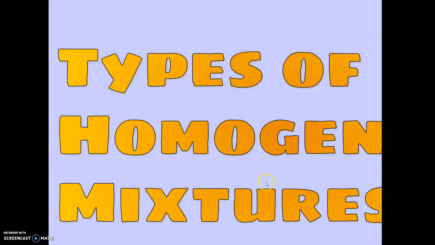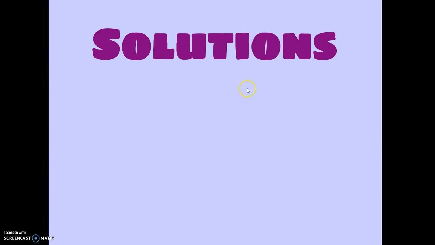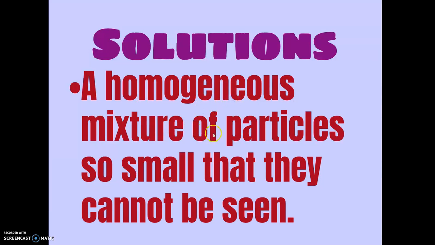So, types of homogeneous mixtures, and I need to fix that slide. Solutions are one type: a homogeneous mixture of particles so small they cannot be seen. So this is your Kool-Aid, your salt water. When you dissolve stuff in water and mix it up, and it changes the flavor or the look or whatever, that's a solution.